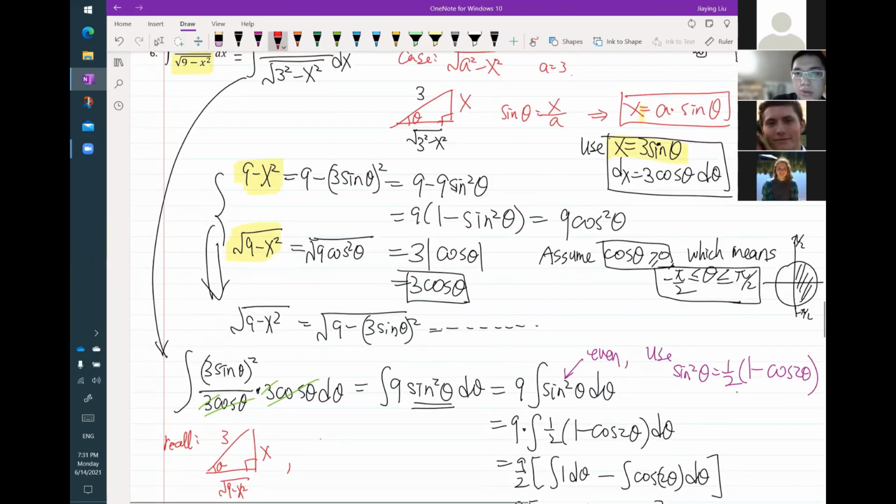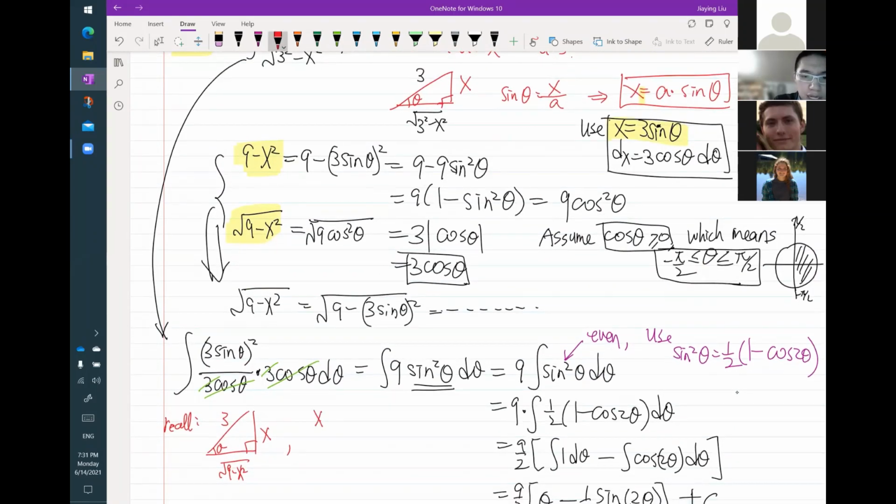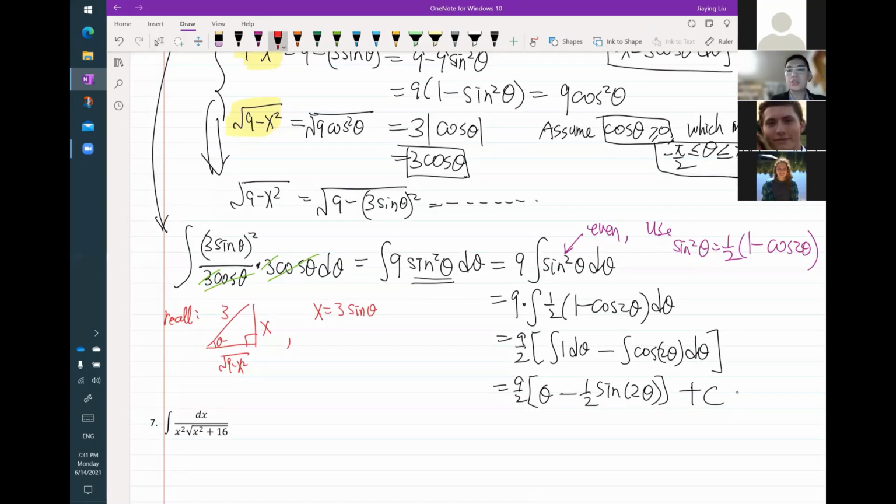Remember that earlier we had x equals 3 sine theta. And here we need to know theta. So I'm going to divide by 3. I get x over 3 equals sine theta. And if you remember that inverse trigonometry, theta equals inverse sine of x over 3. So that's what theta is.